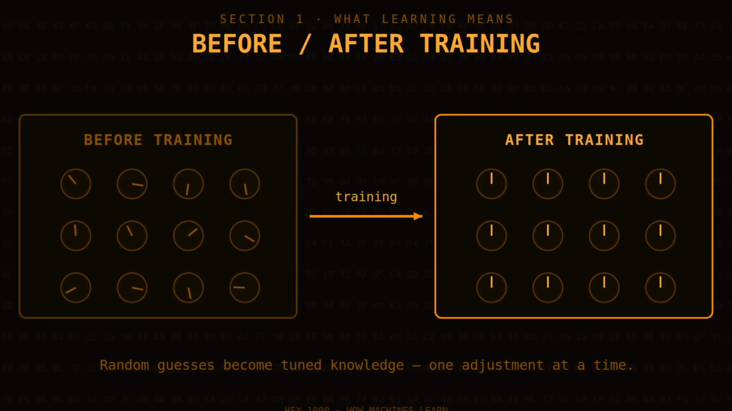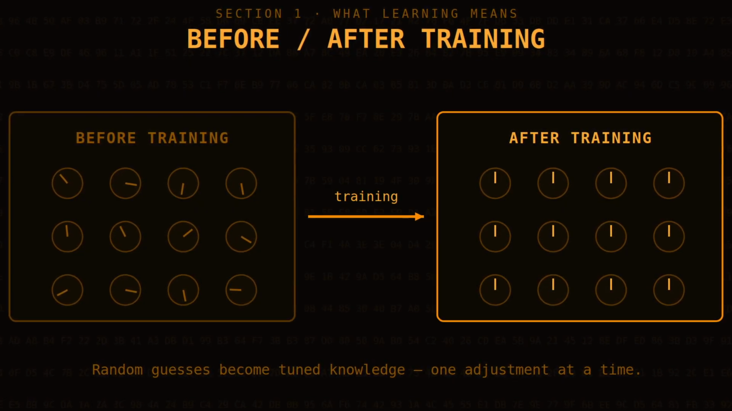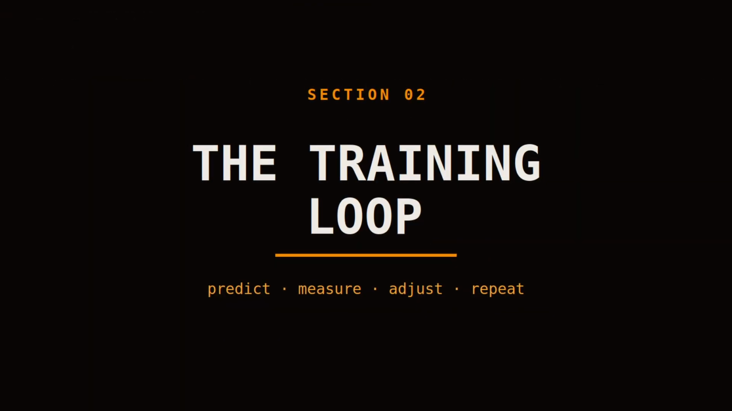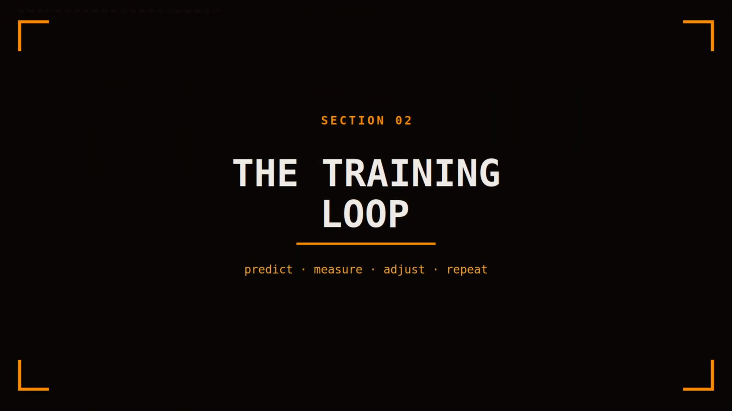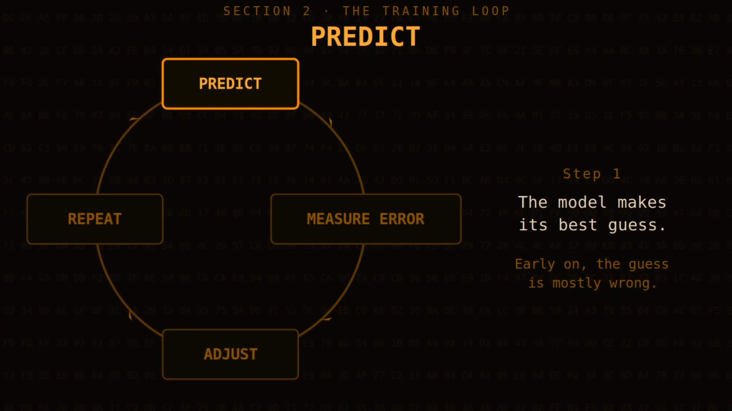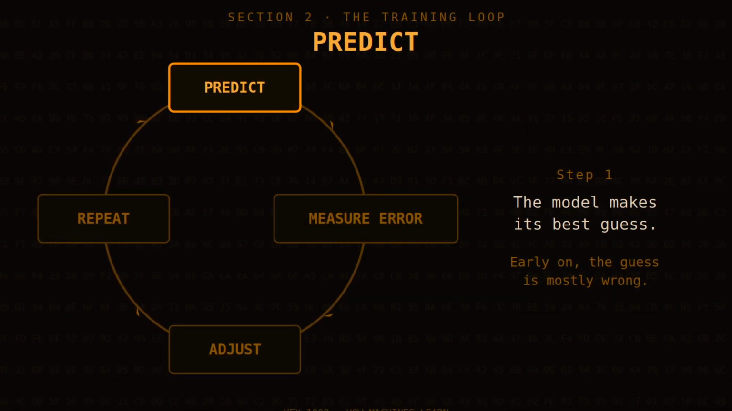This is why people say modern AI isn't programmed. It's trained. Nobody sets those billions of numbers by hand. That would be impossible. Instead, the numbers are discovered automatically, through a process we'll look at next. If you watched the loops video, this is going to feel familiar, because training a model is, at heart, a loop. The biggest, most important loop in all of computing. Let me walk through one pass of it.